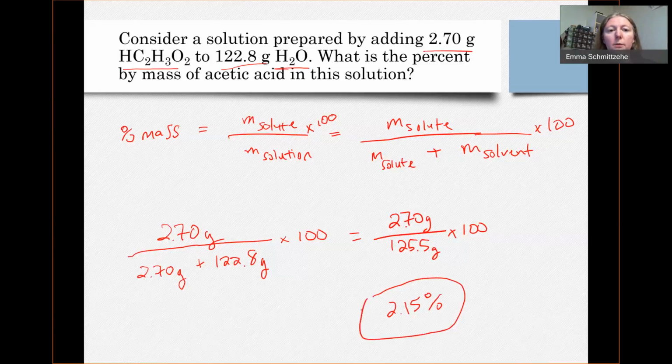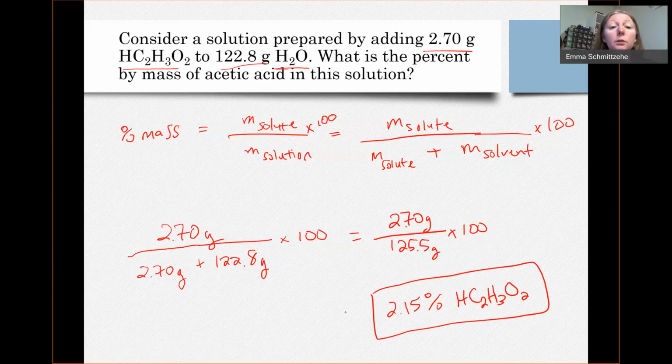for our answer. And you could actually write HC2H3O2 after that, because that's the concentration of that particular solute. You at least have to have a percent symbol there. Whether or not you put the substance next to it depends on if you want to make sure people know what you're talking about or not.